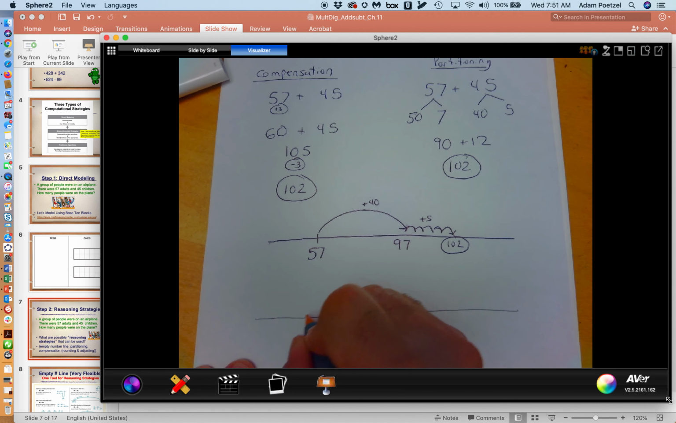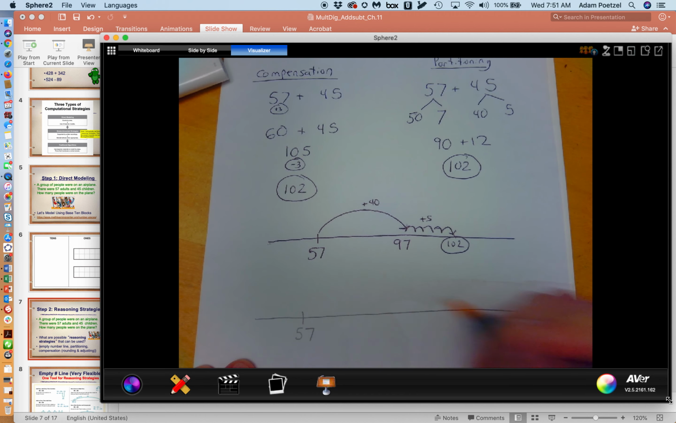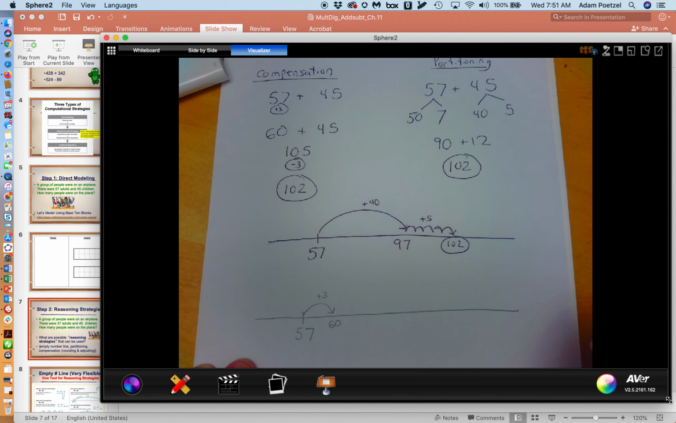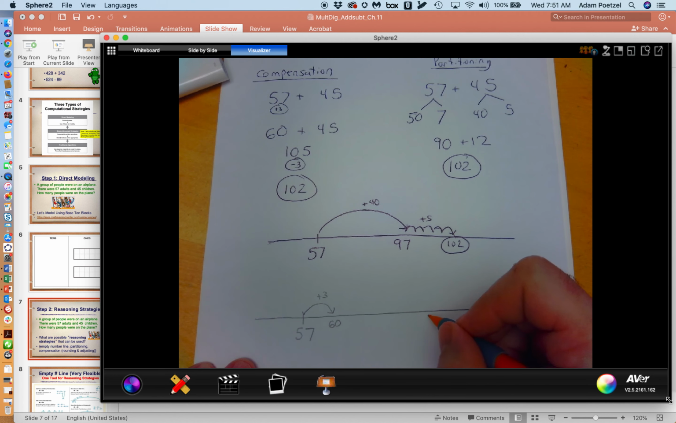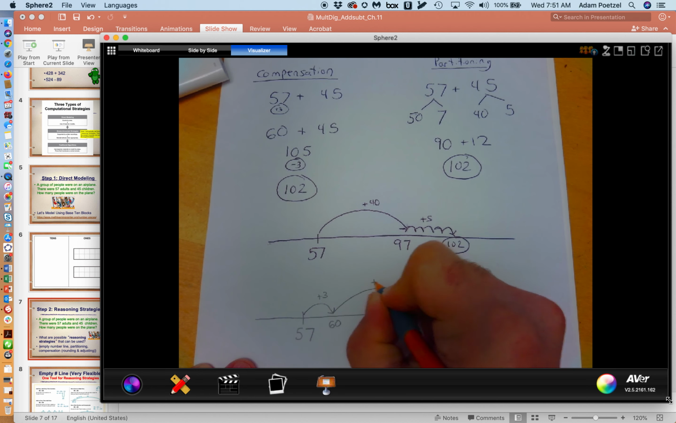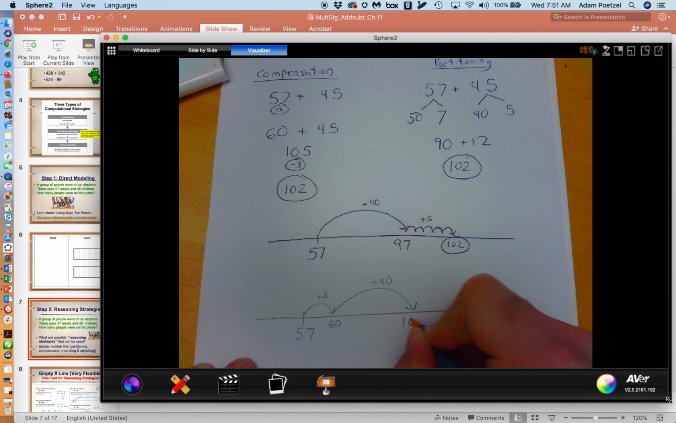Just going back here and taking a look at it again, it might be, for example, just going to a friendly number. I might say, well, I've got a long way to jump, so I'm going to get to a nicer number first. I'm just going to jump 3 to get to 60. And I know 100 is 40 away. I could jump 40 more, and get to 100.